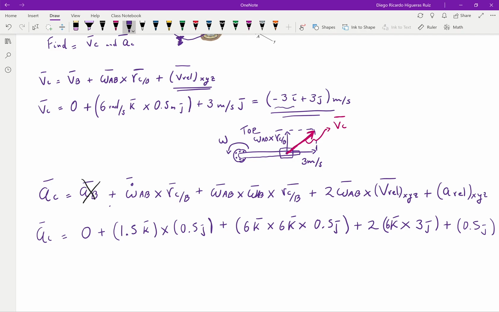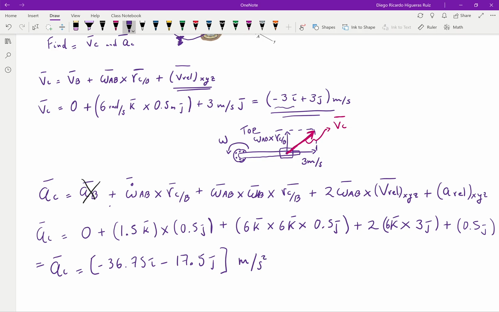So solving this vectorial equation, we're going to end up having that the acceleration of point C, there we go. So the acceleration of the collar is equal to minus 36.75 I minus 17.5 J meters per second squared.